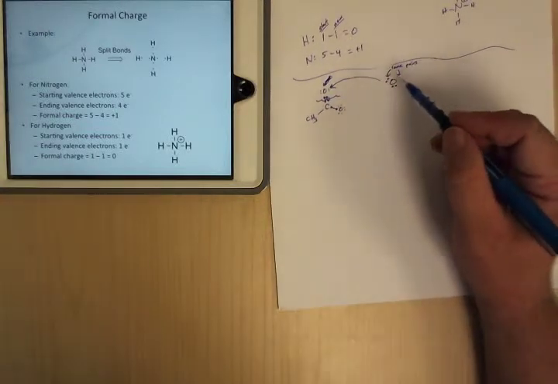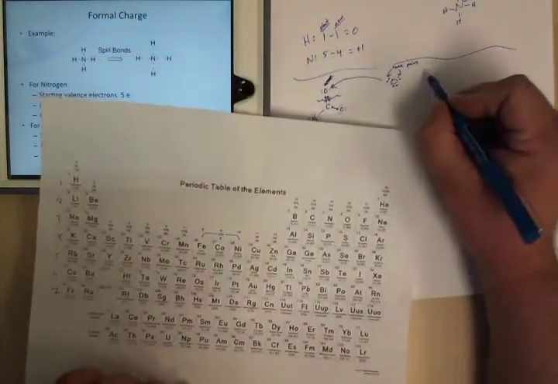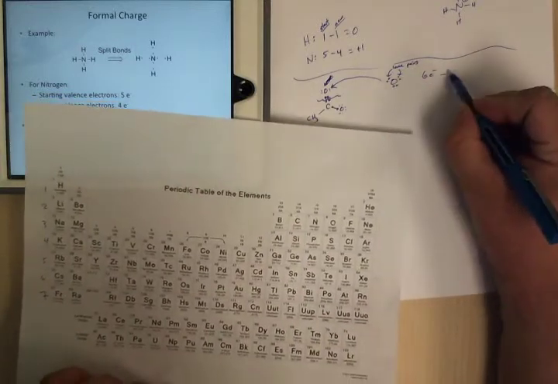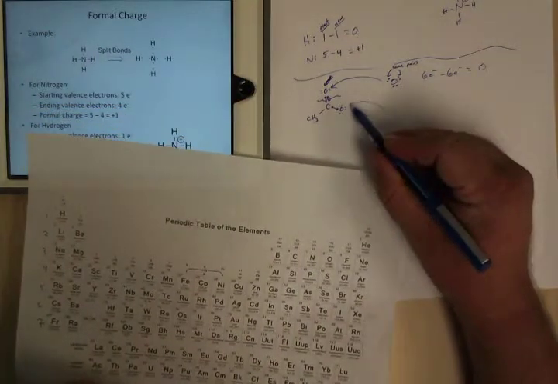So what does oxygen normally have, right? You count over 1, 2, 3, 4, 5, 6. So it normally has 6 electrons. What does it subtract what it has now? 1, 2, 3, 4, 5, 6, 6, right? So the formal charge is 0. So what about that guy?